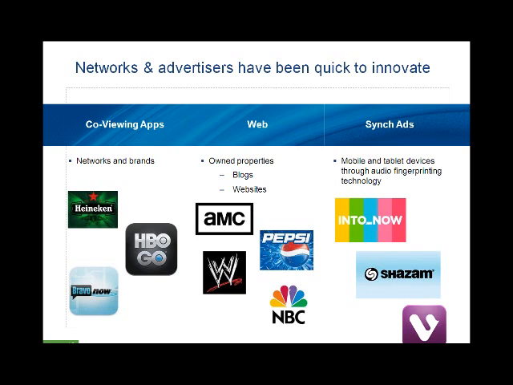Next, going back to the owned properties, as I mentioned, we're seeing that both brands and networks are aggregating social activity that's happening organically on social networks onto their own properties. We've seen this with AMC. Over the weekend, WWE had a very, very large event. They launched a new website and aggregated all of the social activity that happened on YouTube, Twitter, and Facebook onto their own property, onto their own website. NBC is doing this as well, and then Pepsi, as I mentioned earlier.